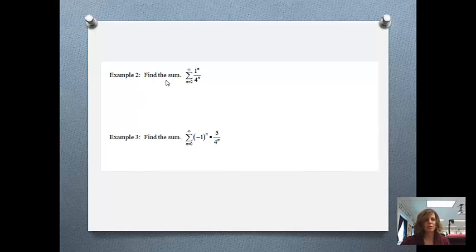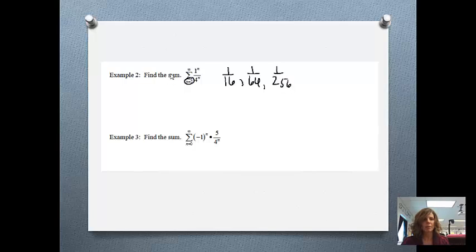All right, so let's look at some examples. This one asks us to find the sum, and the sigma notation is the sum. It's going from n equals 2 to infinity of 1 to the n over 4 to the n. Since this sum actually starts at 2, I'm just going to start writing out the first few terms of the sequence. So I have to start at n equals 2. If I plug 2 in here, I am going to get 1/16. If I plug 3 in, I'm going to get 1 over 64. If I plug 4 in, I'm going to get 1 over 256.